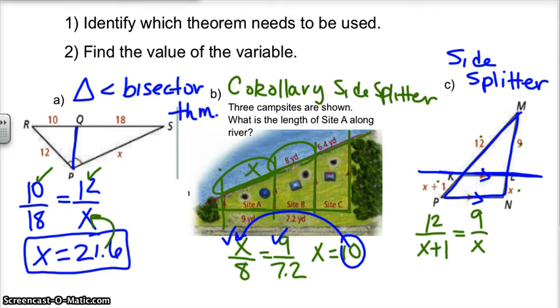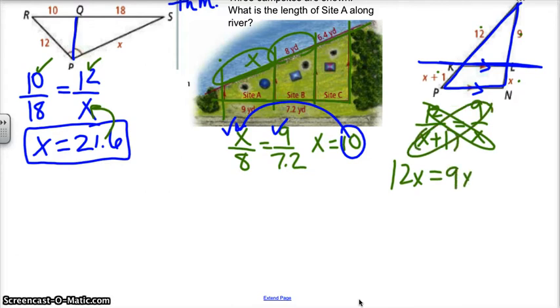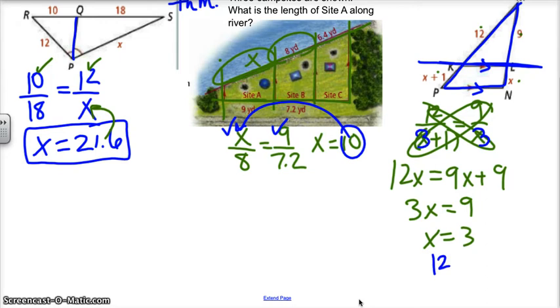Cross multiply. I give myself a little space. So if I cross multiply, I'm going to get 12x equals, remember you're distributing here, 9x plus 9. So I'm going to subtract to the other side, x equals 3. You'll know you get it right when you go to plug it in. So 3 plus 1 is 4. So 12 over 4 should equal 9 over 3. They do. So I know I did it right.